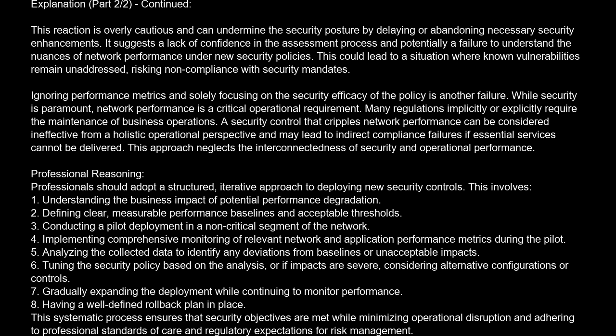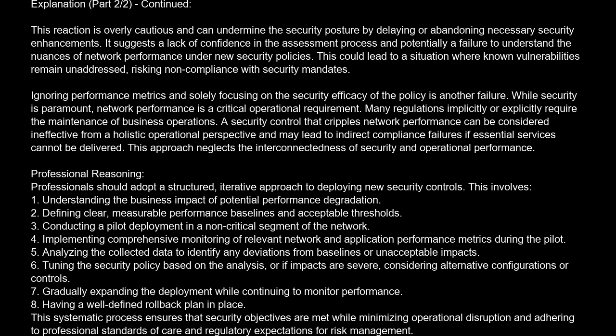Ignoring performance metrics and solely focusing on the security efficacy of the policy is another failure. While security is paramount, network performance is a critical operational requirement. Many regulations implicitly or explicitly require the maintenance of business operations. A security control that cripples network performance can be considered ineffective from a holistic operational perspective and may lead to indirect compliance failures if essential services cannot be delivered. This approach neglects the interconnectedness of security and operational performance.